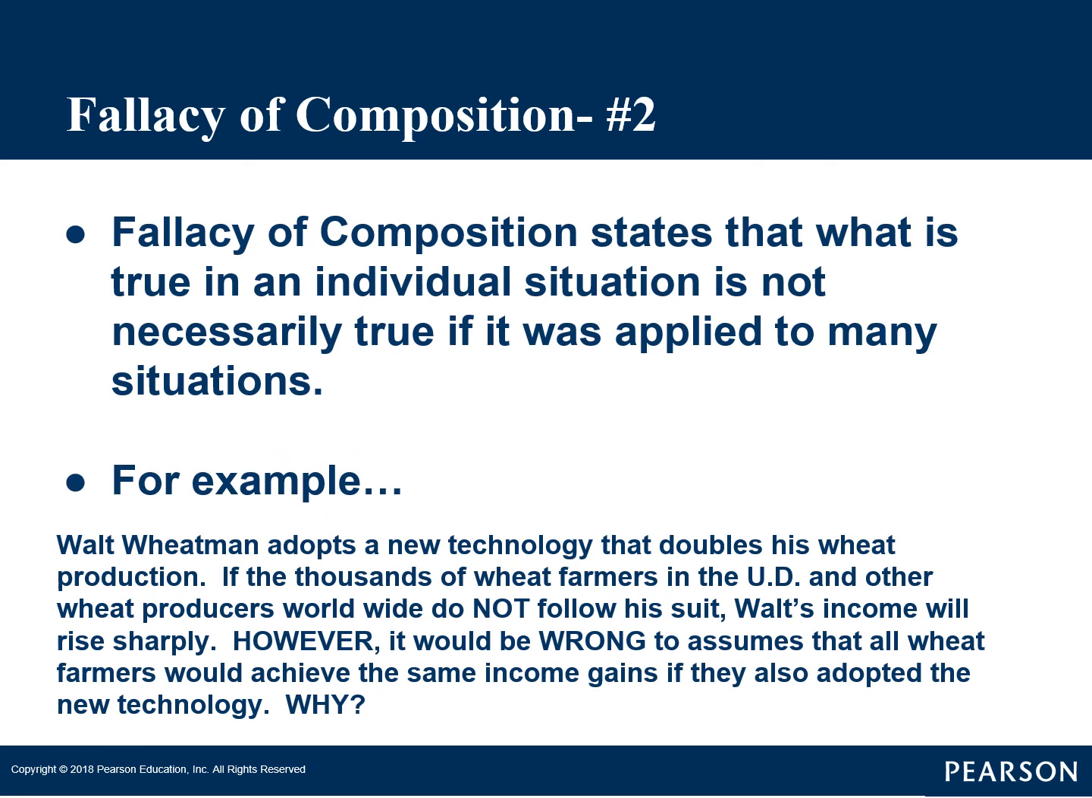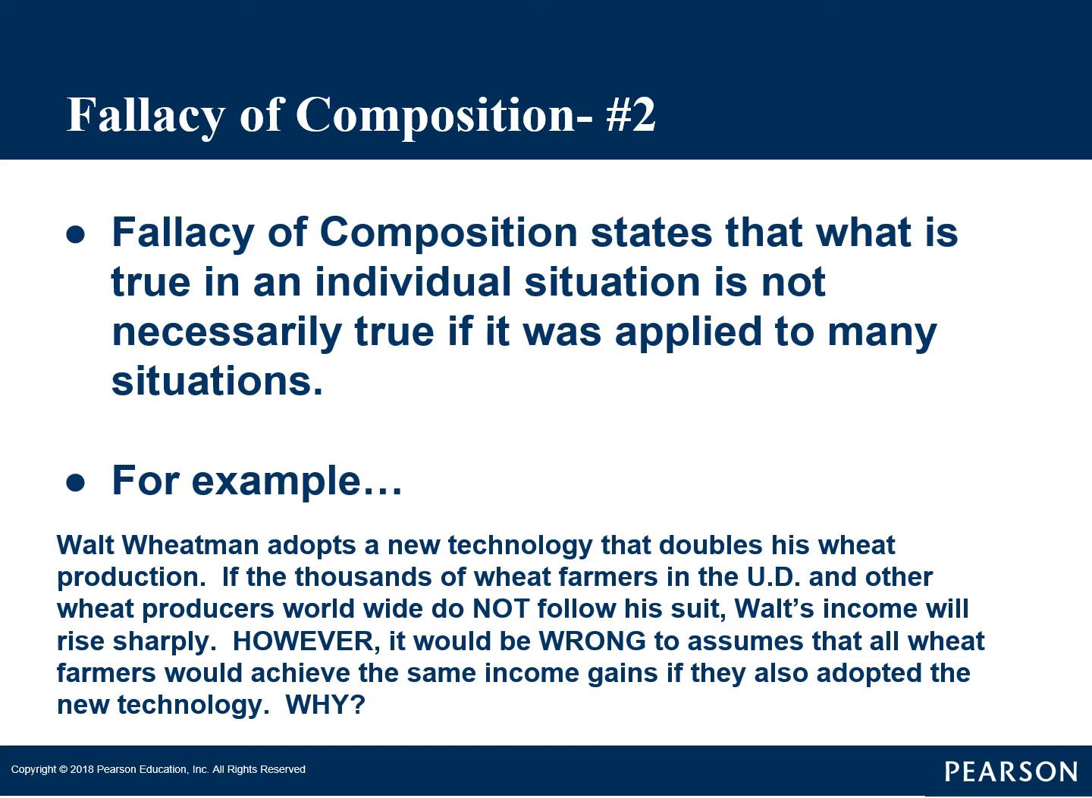The next concept is fallacy of composition. So, fallacy of composition states that what is true of an individual situation is not necessarily true if it was applied to many situations. For example, if a producer who is growing wheat, we'll call him Walt Wheatman, adopts a new technology that doubles his wheat production. So he figured out some sort of trick to double his wheat production per acre.